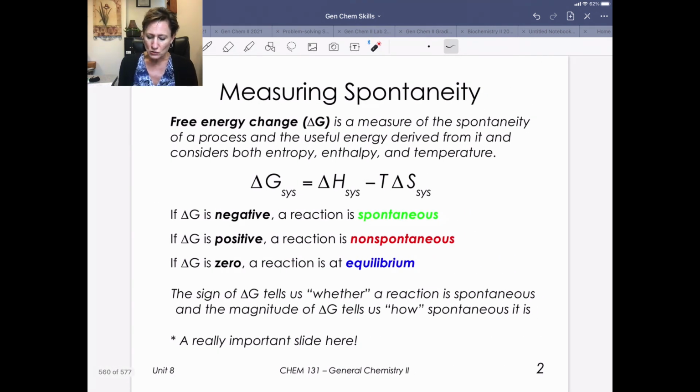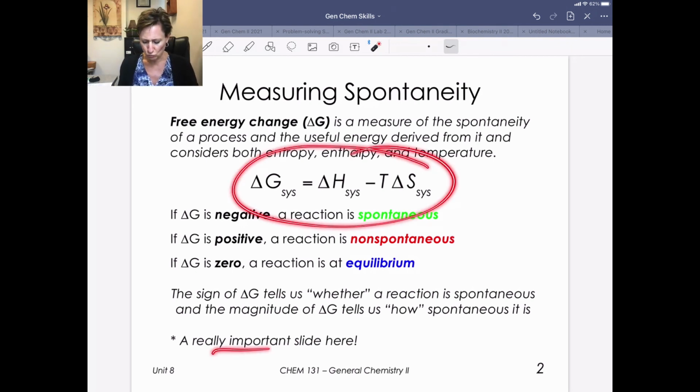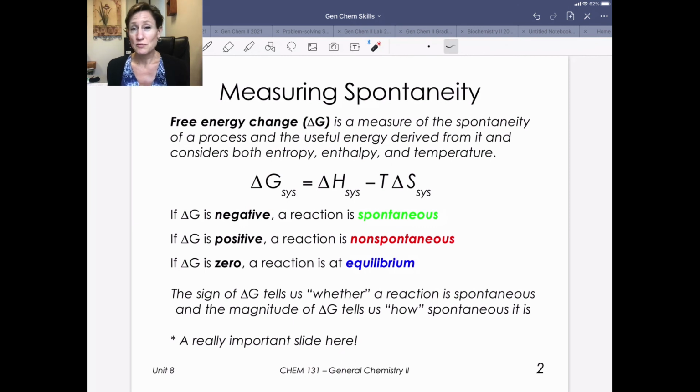So when we think about measuring spontaneity, we measure spontaneity by using delta G. Delta G is the free energy change. And this again is something that we think about: spontaneous processes go downhill. This is a very important equation, a really important slide here. This equation will be provided for you, but you want to know how and when to use it. It allows us to measure the spontaneity of a process by considering contributions from enthalpy, entropy, and temperature. An important concept to remember is that a spontaneous process has a negative delta G.